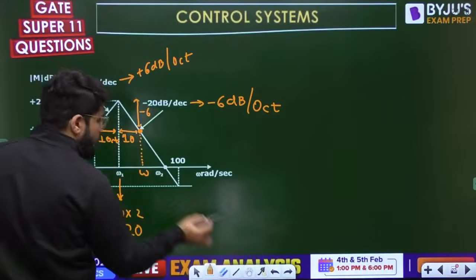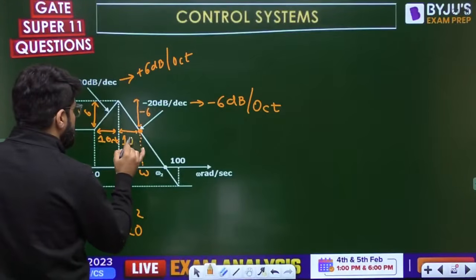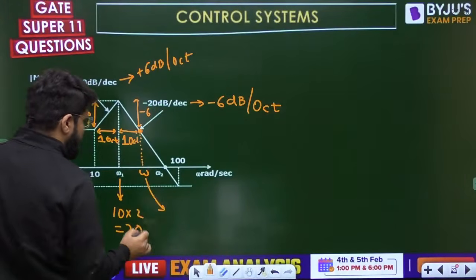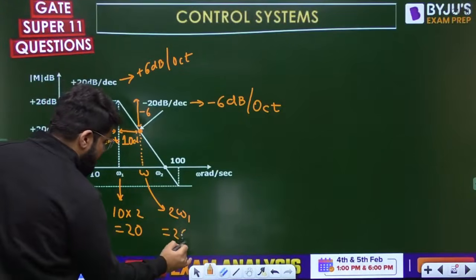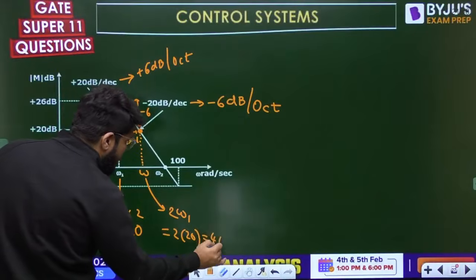This portion should be 1 octave. So what is the omega? 1 octave means twice of the previous omega, that is omega 1, twice of 20. So this part is 40.